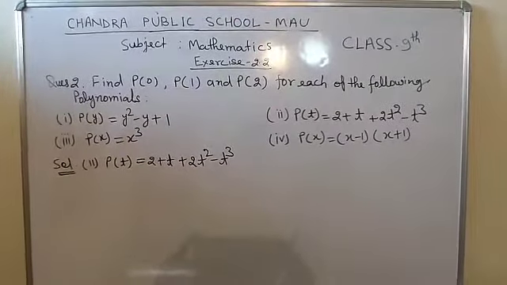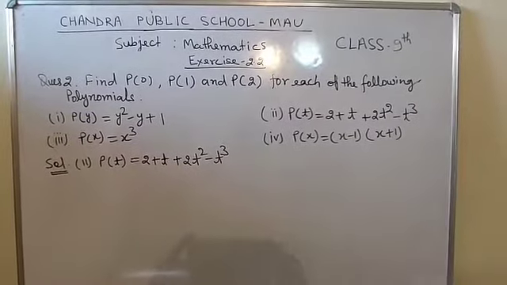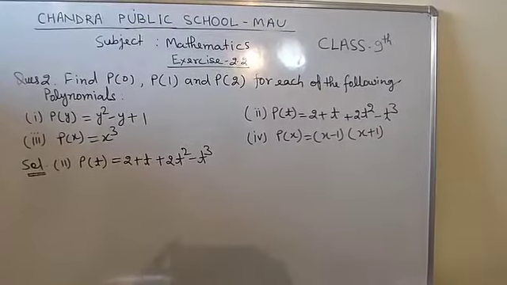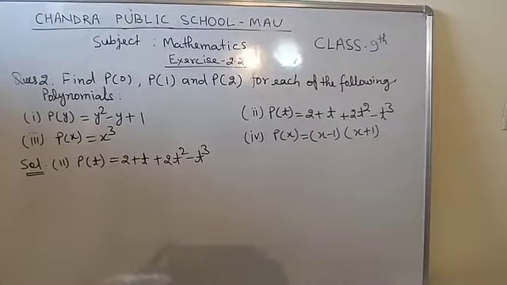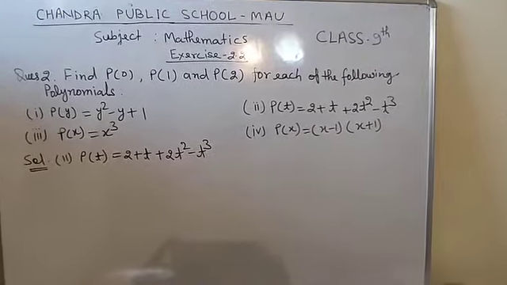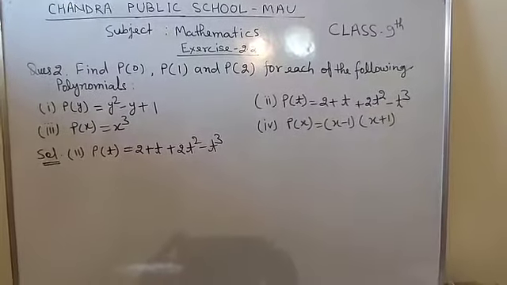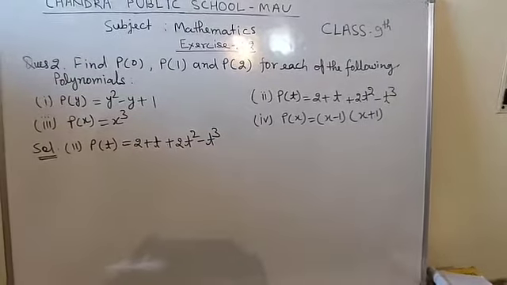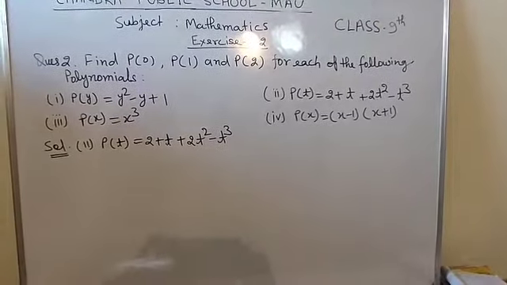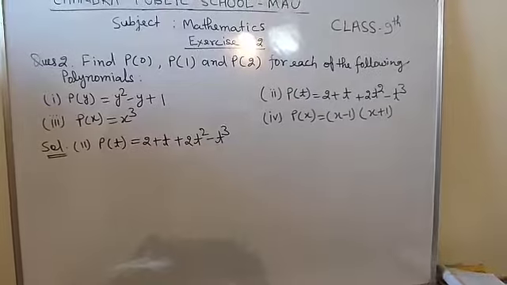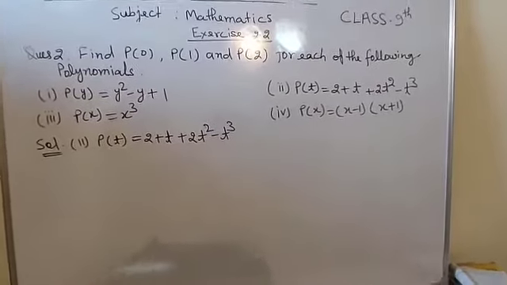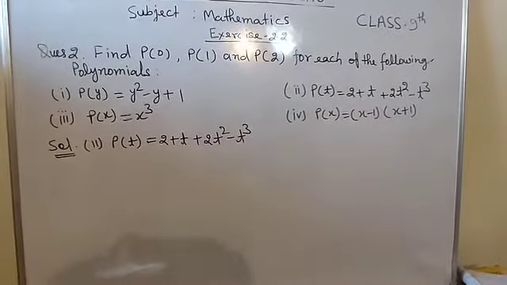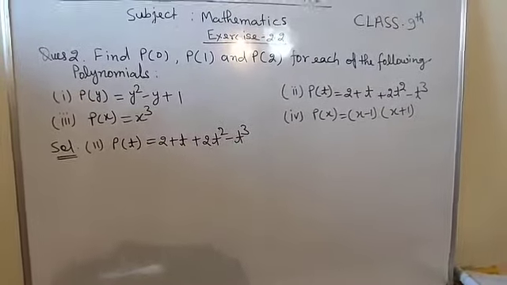Now students, here it is question number 2. It is given: find p(0), p(1), p(2) for each of the following polynomials. Four polynomials are given, and you need to find p(0), p(1) and p(2) in each and every part. So I am going to solve the second part. It is similar to the first question. In p(0) the variable will be replaced by 0, in p(1) the variable will be replaced by 1, and in p(2) the variable will be replaced by 2. So here I am going to give the complete solution of the second part, and after that you need to solve the first, third and fourth parts by yourself.